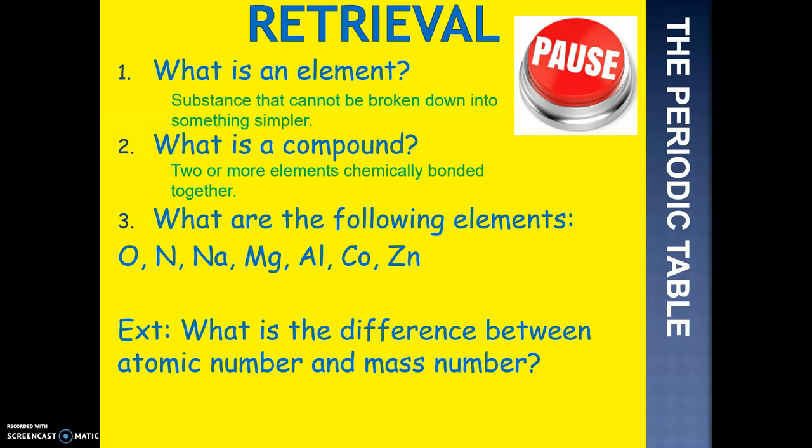Okay, what are the following elements? So you've got O, N, Na, Mg, Al, Co, and Zn. It is oxygen, nitrogen, sodium, magnesium, aluminium, cobalt, and zinc. Give yourself a mark for that.